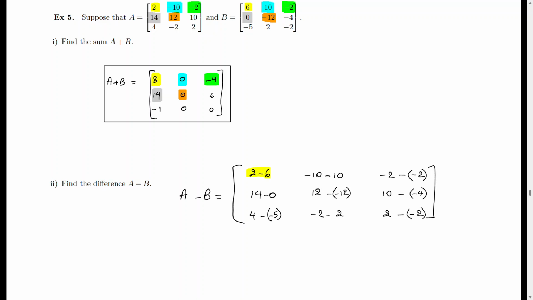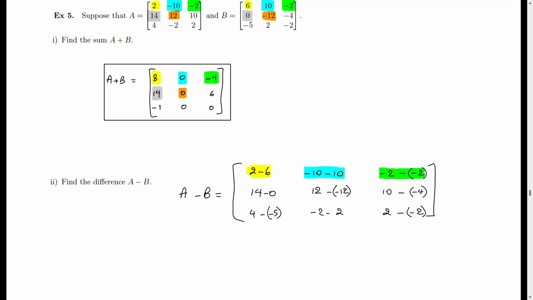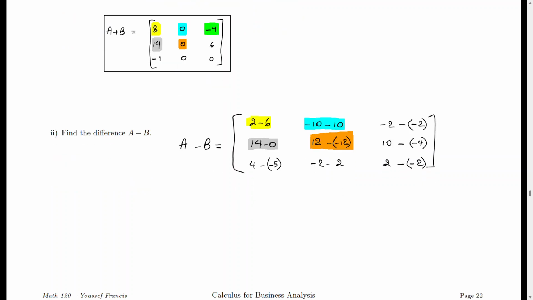So again, that's the first entries, that's the second one, and so on and so forth. I'm not going to highlight all of them. It's going to become really obscure. So I'm just going to do that and move on to find the final answer. So what's my A minus B matrix?